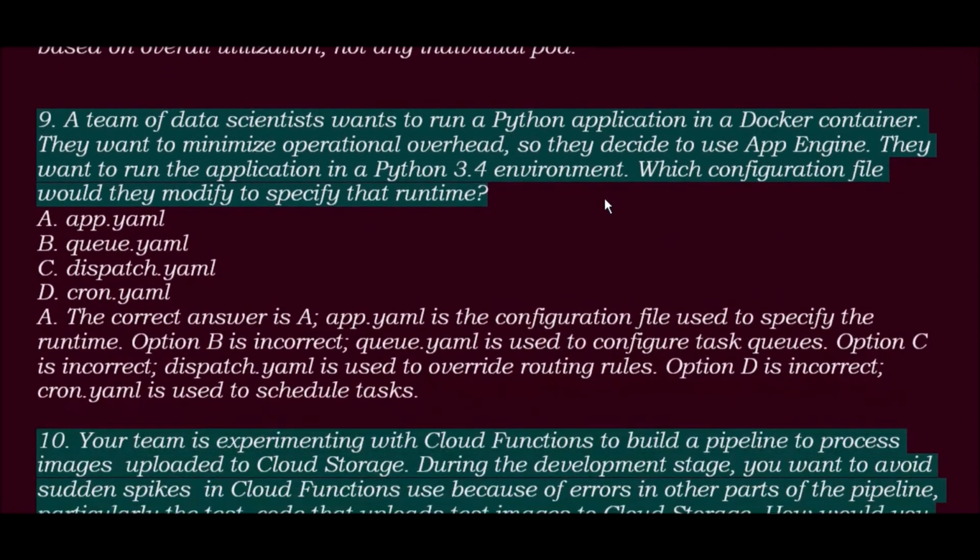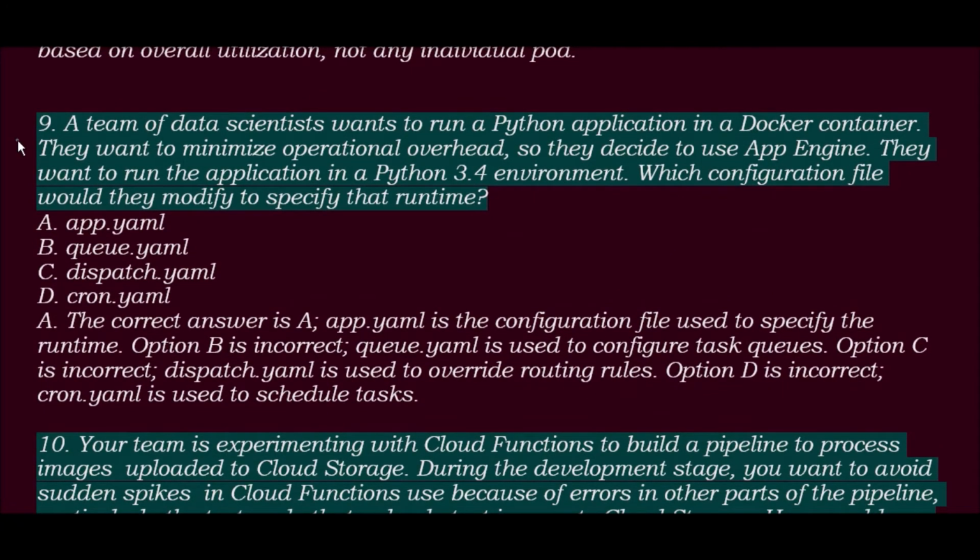Now next question. A team of data scientists wants to run a Python application in a Docker container. They want to minimize operational overhead, so they decide to use App Engine. They want to run the application in a Python 3.4 environment. Which configuration file would they modify to specify that runtime? Option A, app.yaml is the correct answer here because app.yaml is the configuration file used to specify the runtime. That's why option A is correct.